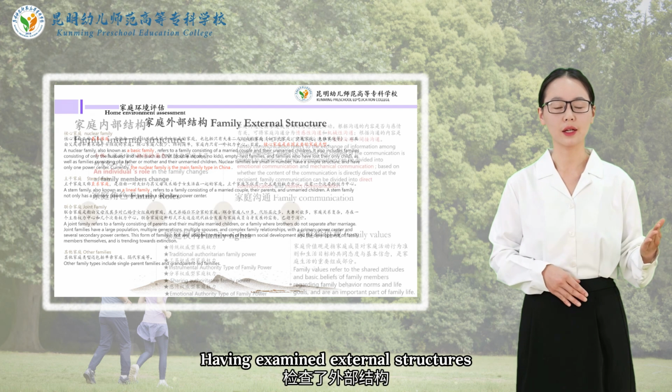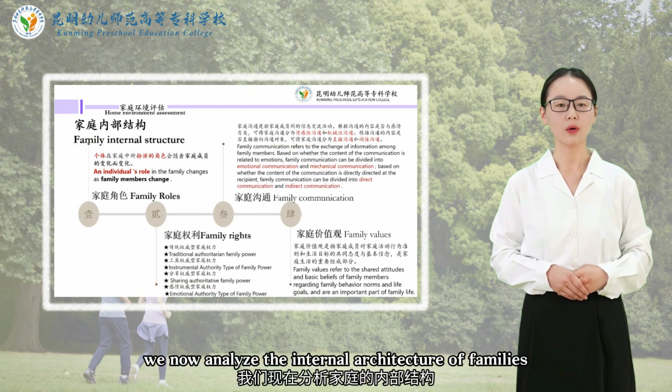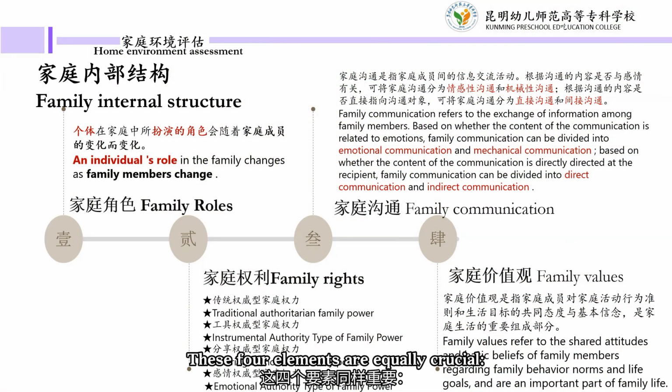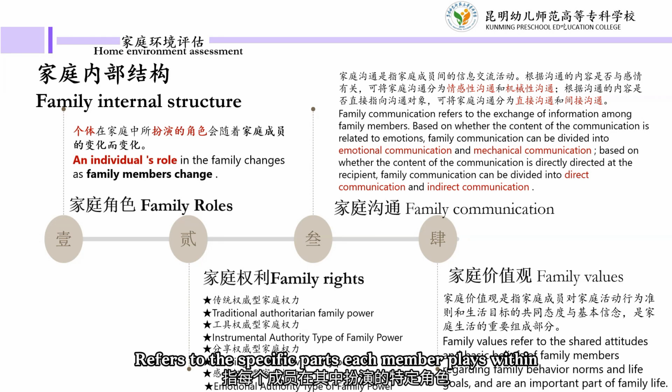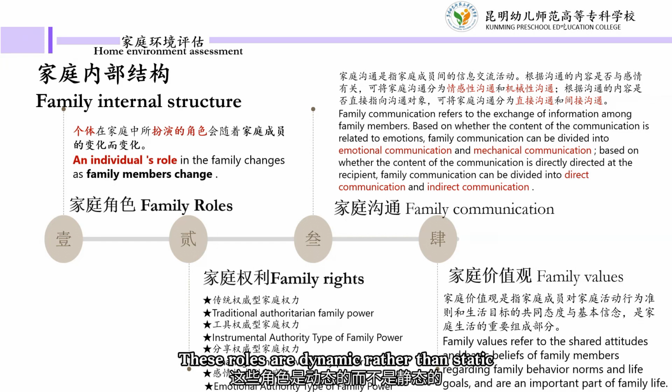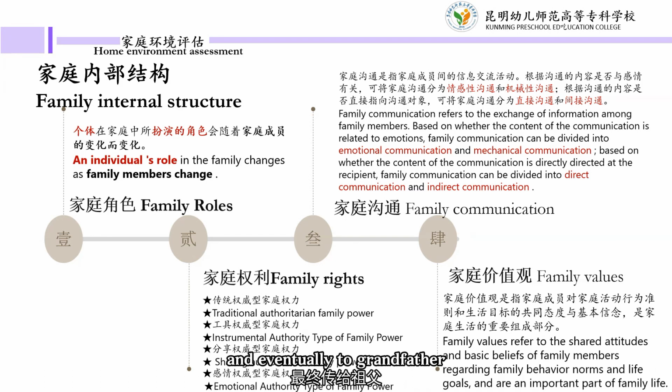Having examined external structures, we now analyze the internal architecture of families. These 4 elements are equally crucial. 1. Family roles refers to the specific parts each member plays within the family system. These roles are dynamic rather than static, evolving throughout the family life cycle. For example, transitions from son to father and eventually to grandfather.